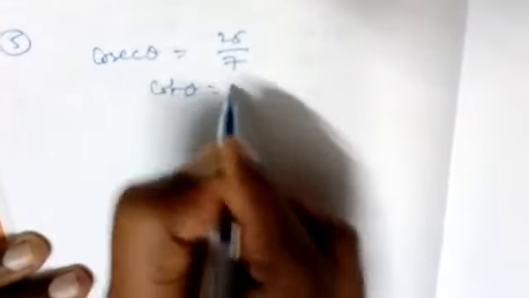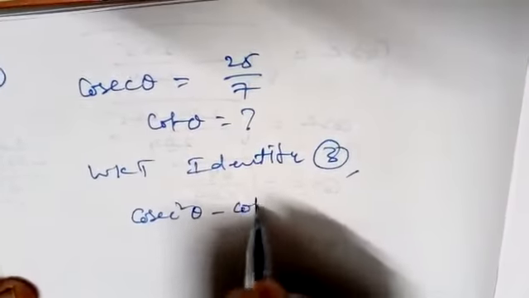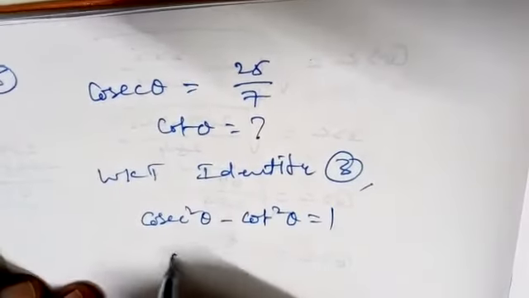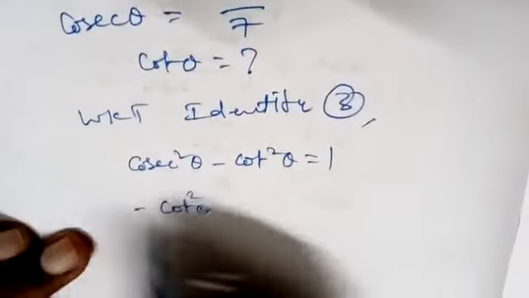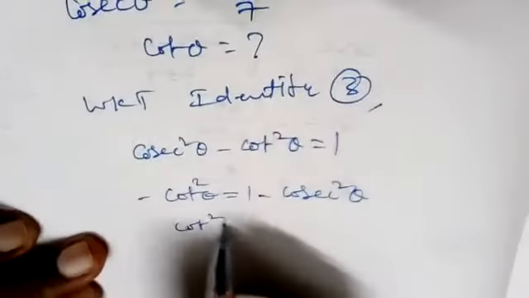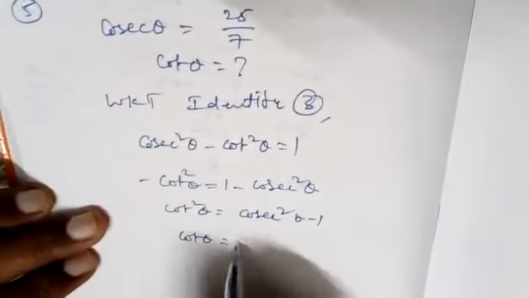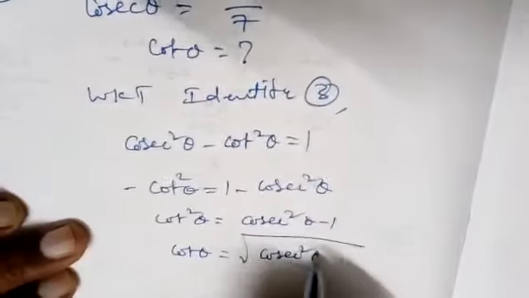And the fifth question, cosecant theta is equal to 25 by 7. Cot theta is equal to how much? We know that identity 3, cosecant square theta minus cot square theta is equal to 1. So cot square theta is equal to cosecant square theta minus 1. Cot theta is equal to square root of cosecant square theta minus 1.